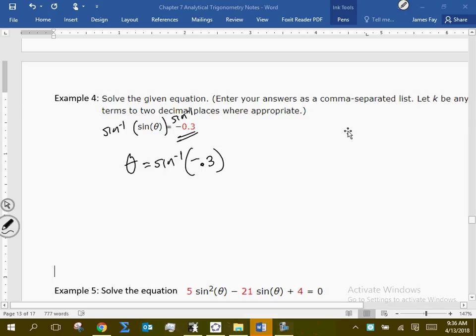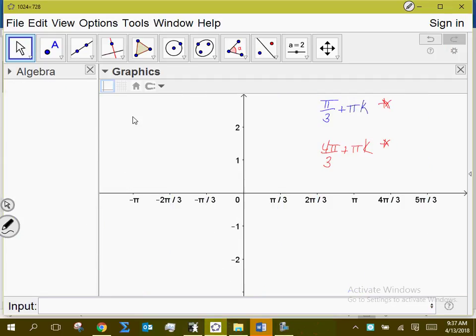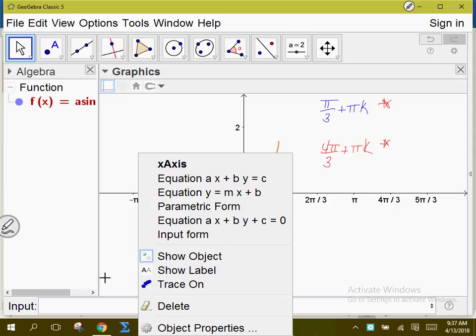Now, the only thing I want you to be cautious of is that the sine inverse is only going to give us results that occur between negative pi over 2 and pi over 2. It's only going to give us those solutions. That's from the unit circle, but if I look at it graphically, if I look at the sine inverse, what are the only outputs? Let's do it this way.